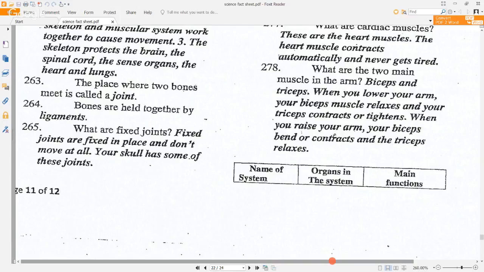260. The place where two bones meet is called a joint, held together by ligaments. 265. What are fixed joints called? Fixed joints are fixed in place. So, what are fixed joints? Fixed joints are fixed in place and don't move at all. Your skull has some of these joints.